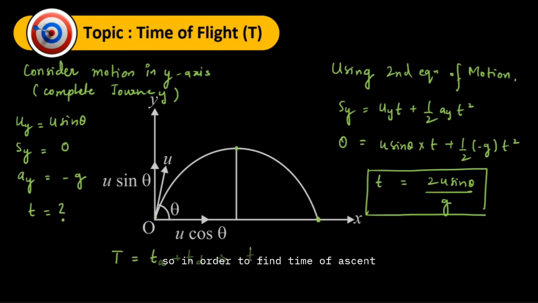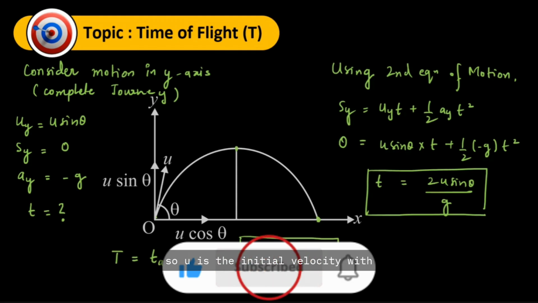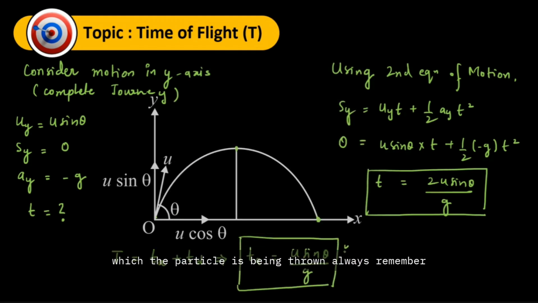So in order to find time of ascent or time of descent, it is always going to be half of this, which is going to be u sine theta by g. So u is the initial velocity with which the particle is being thrown. Always remember the relation, and how we are supposed to get that relation. So this is what time of flight is.